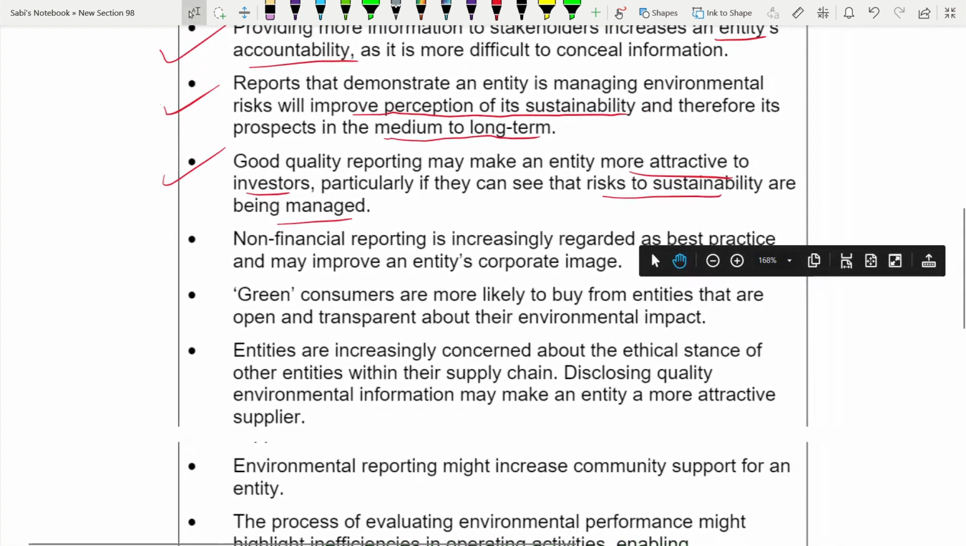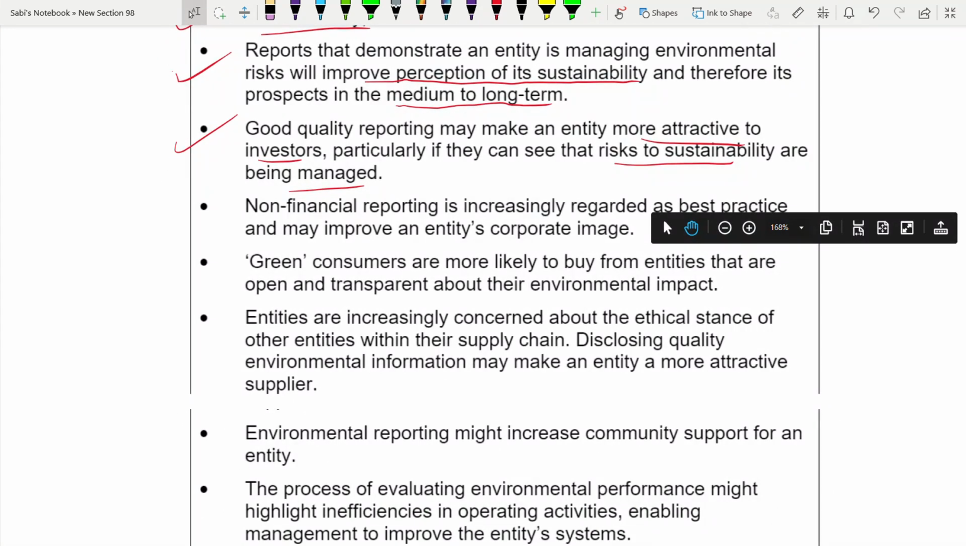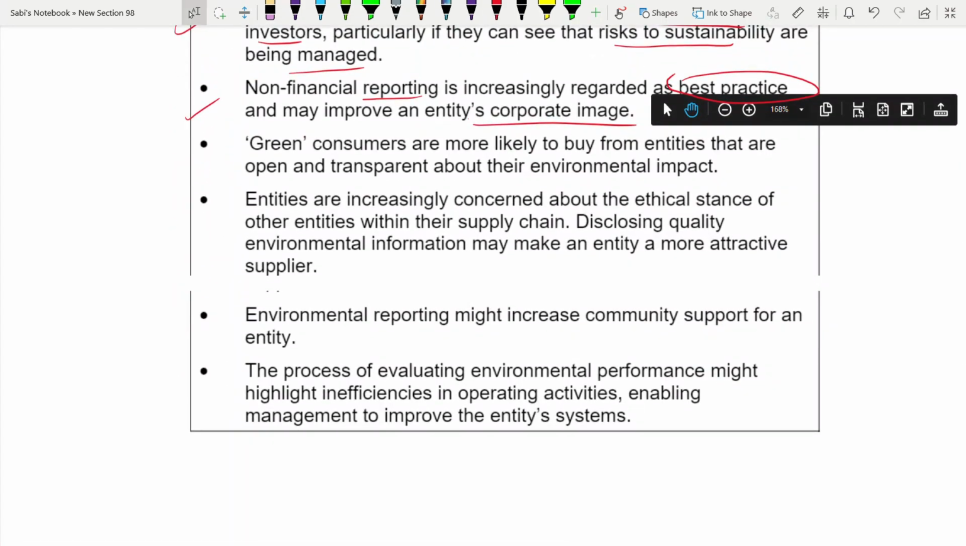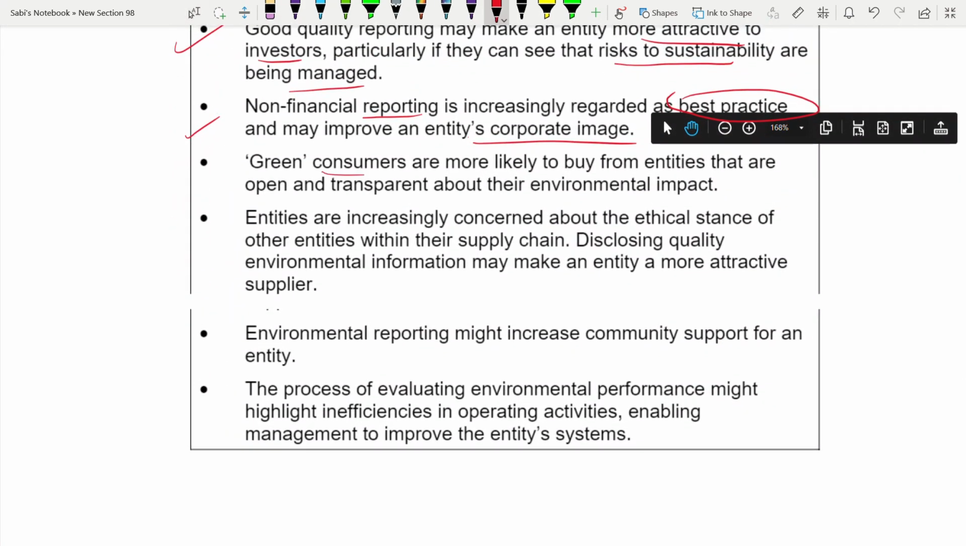Now, this is non-financial reporting, isn't it? Regarding the environment and all, it's non-financial. Non-financial reporting is increasingly regarded as a best practice. Nowadays, it is regarded as a best practice. So the entity's corporate image will improve. Then, see, this is based on the number of marks. This is all the possible advantages they have given in one slide. Green consumers. They are more likely to buy from entities that are open and transparent. If you give more information about the environment, green customers are more likely to buy from you.